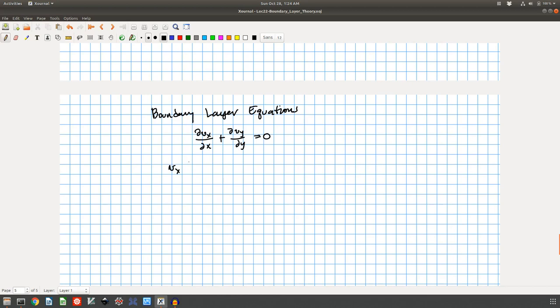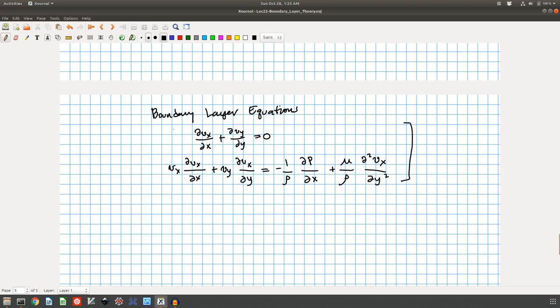vx dvx/dx plus vy dvx/dy, don't forget that guy, pardon my mistake, equals minus 1 over rho times the derivative of the pressure with respect to x, plus mu over rho times the second derivative of vx with respect to y. These two right there are the boundary layer equations. So there's no steady term, and the d squared vx/dx squared term goes away. This is what comes out of the non-dimensionalization. These are the boundary layer equations.